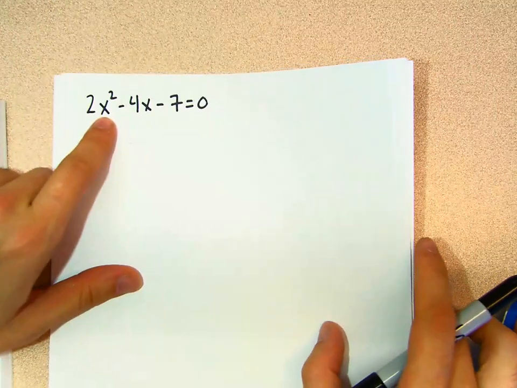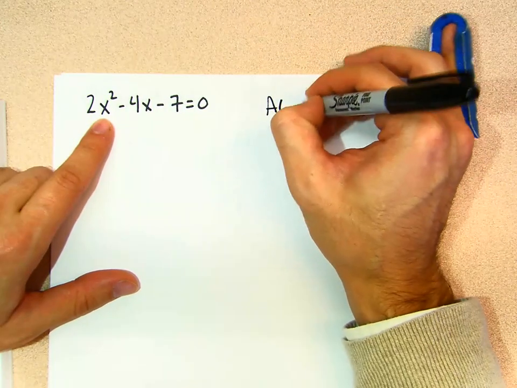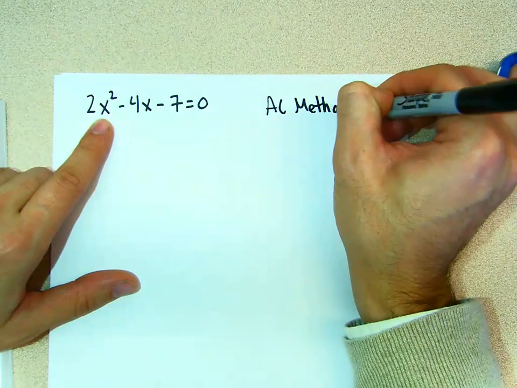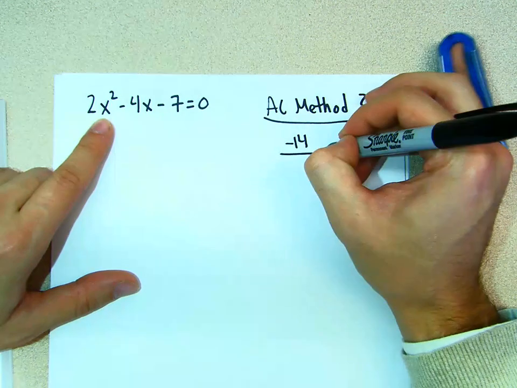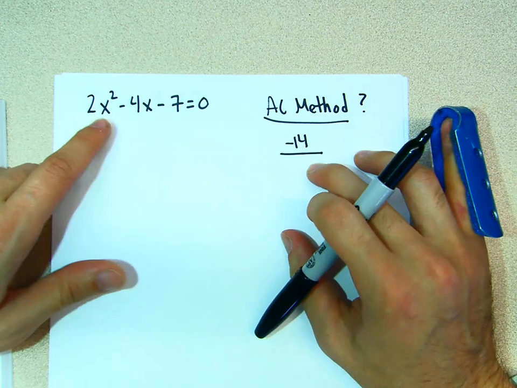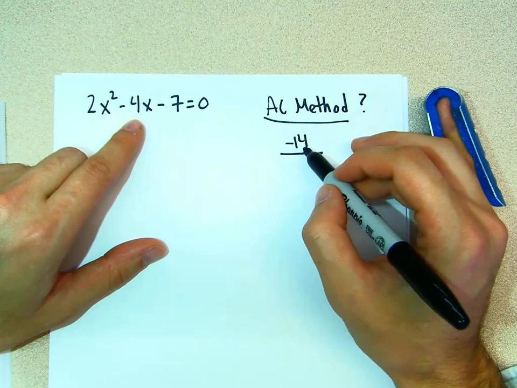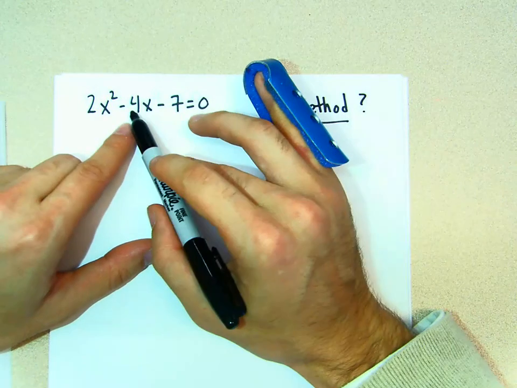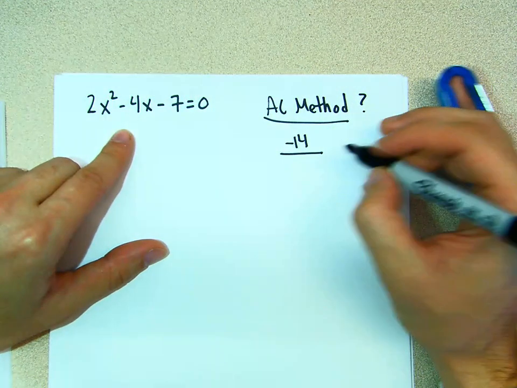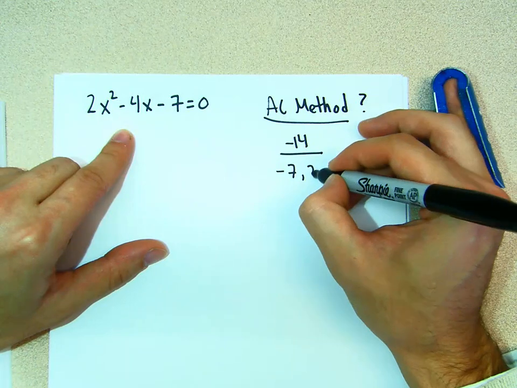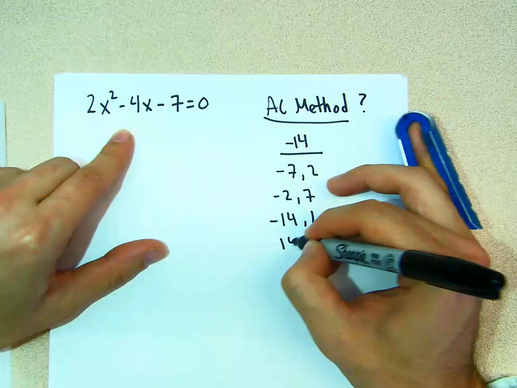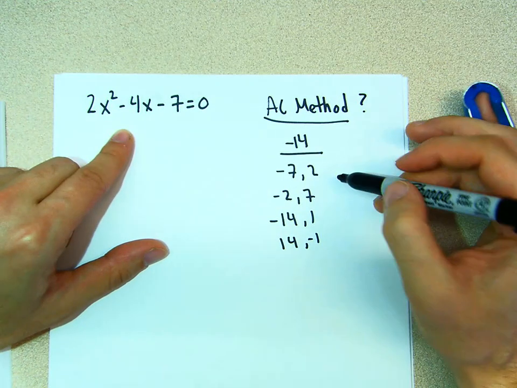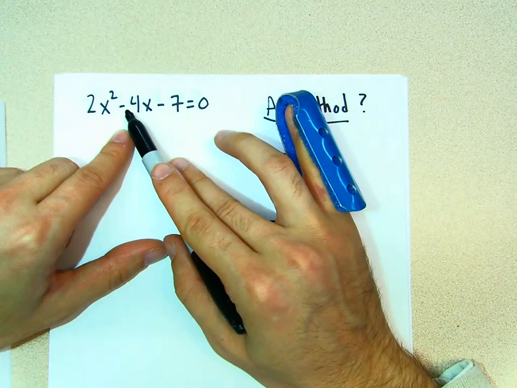So what I want you to do is, can we factor this with the AC method? Let's see, does the AC method work here? What's 2 times negative 7? It's negative 14. And then what's the question you ask yourself for the AC method? What two numbers when I multiply give me negative 14, but when I add give me negative 4? Let's see, negative 7 and 2, negative 2 and 7, negative 14 and 1, 14 and negative 1. If you add these, none of them give you negative 4.